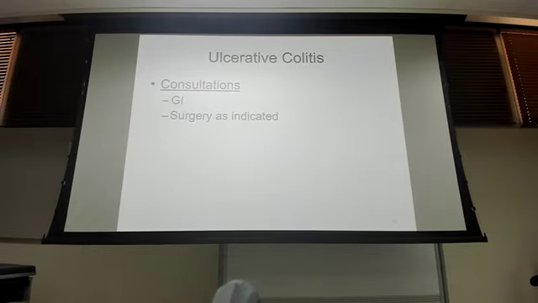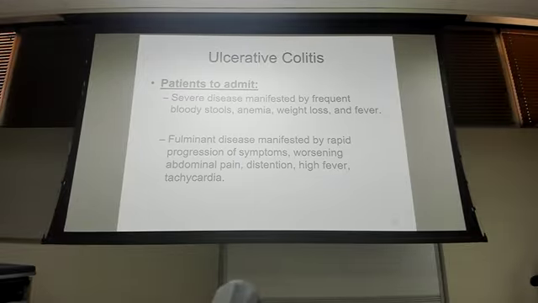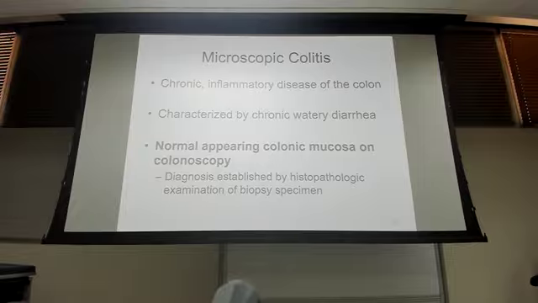As I said, consult GI and, if needed, surgery. If they get to fulminant, they're going to need surgery. And we talked about the patients to admit: frequent bloody stools, anemia, weight loss, fever, so systemic symptoms, or worsening symptoms. And then your fulminant disease is rapid progression, worsening abdominal pain, distension, very high fever, and tachycardia. So your patient's getting septic. And this is a good time to take 10 minutes, and we'll finish up microscopic after.